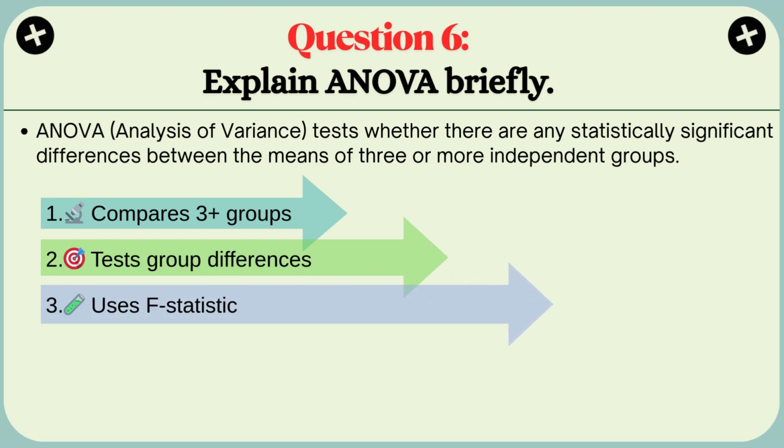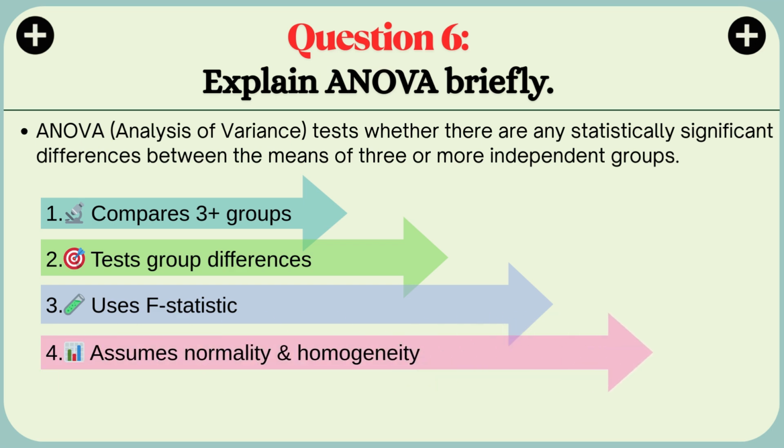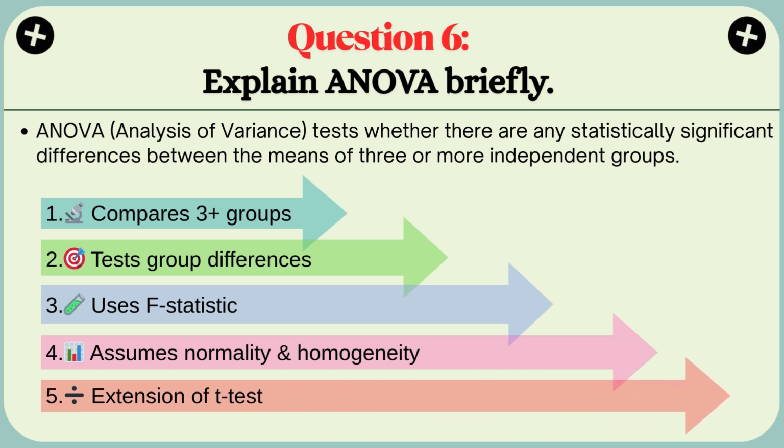Uses F-statistic: calculates the ratio of variances to find differences. Assumes normality and homogeneity: requires normal distribution and equal variances. Extension of t-test: generalizes the t-test to multiple groups.